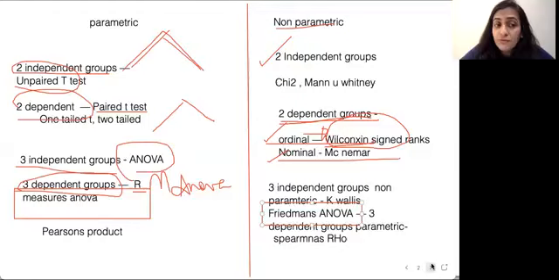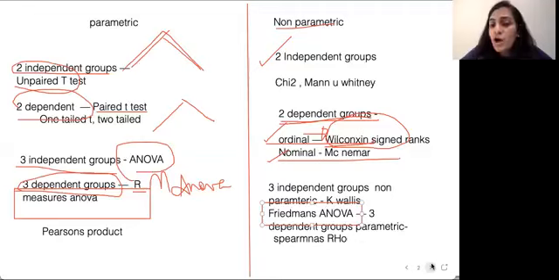We want to do a quick recap of this. Tell me, without seeing the screen, two independent groups, non-parametric. What do we use? Mann-Whitney U. Very good. I did not mention nominal or ordinal. If I say nominal, it's going to be your chi-square. If I say ordinal, it's going to be your Mann-Whitney. Two dependent groups, parametric. Paired t-test. Good.